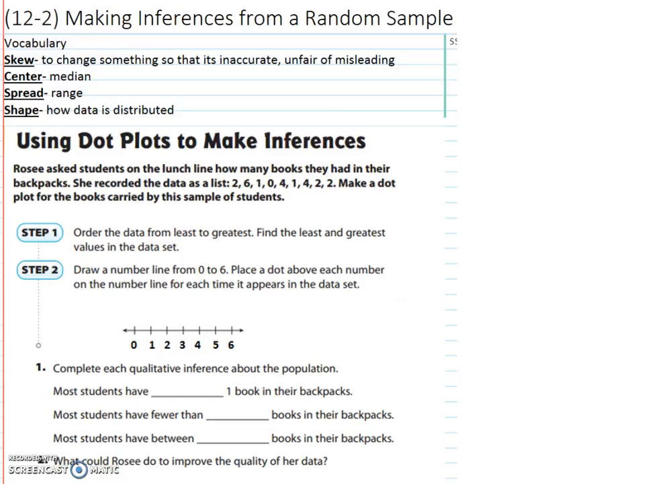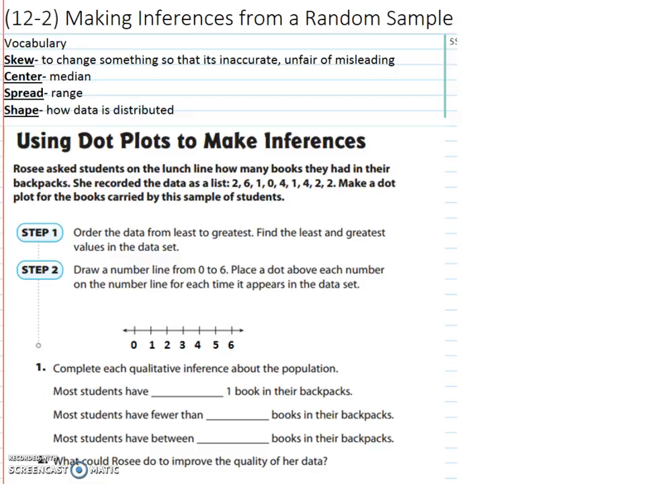Okay, today we're going to talk about making inferences from a random sample. Some vocabulary words are skew, to change something so that it's inaccurate, unfair, or misleading. The center is also known as the median. The spread is also known as the range. And shape is how the data is distributed.